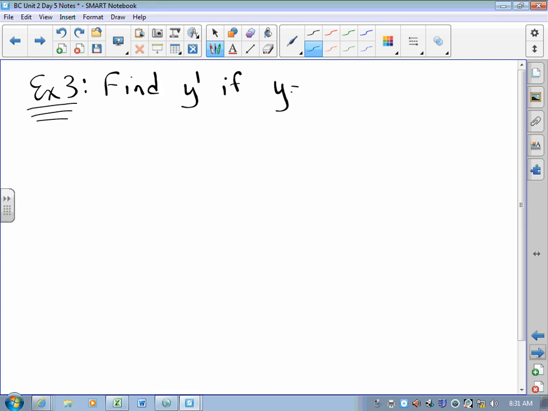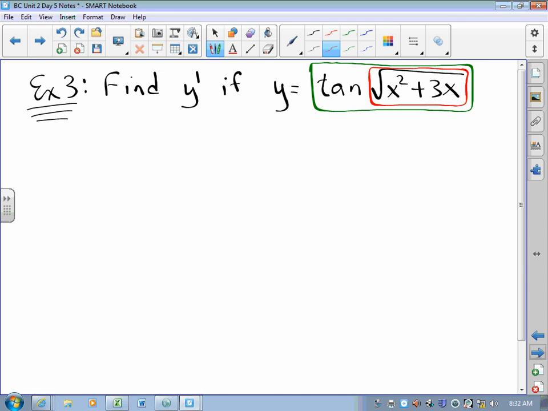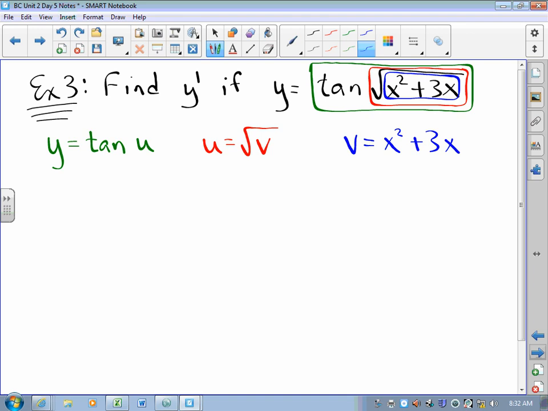Find y prime if y is the tangent of the square root of x squared plus 3x. Because now I know that the outermost function is the tangent function, but the innermost function is also a composition. I mean, there's an innermost, and then there's like a super innermost. So I've got functions nested within functions. I know that y is the tangent function. I know that u is a square root function. Call that square root of v, just because that's the next letter. And v is a parabola. I have functions within functions within functions. I've got to decompose them all the way.